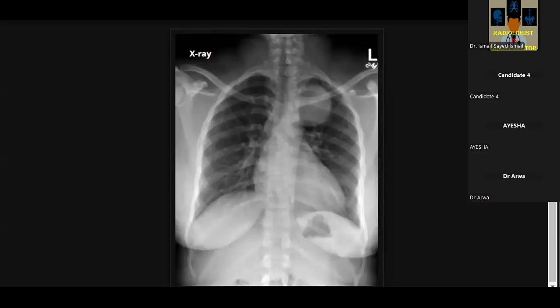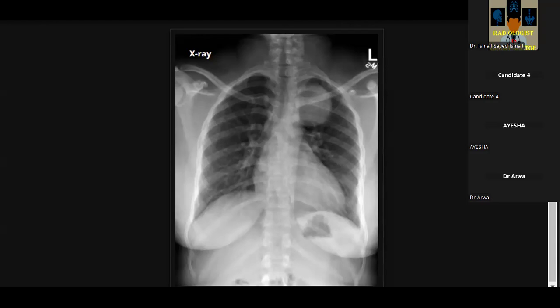So I'm thinking of a neurogenic tumor as well as my differentials, like a schwannoma, a neurofibroma, or neuroblastoma, ganglioneuroblastoma in a relatively younger age group. What else? Ganglioneuroma. It can also be an esophageal duplication cyst.